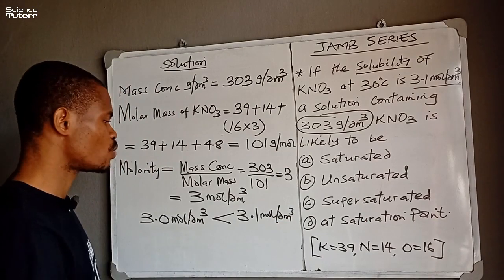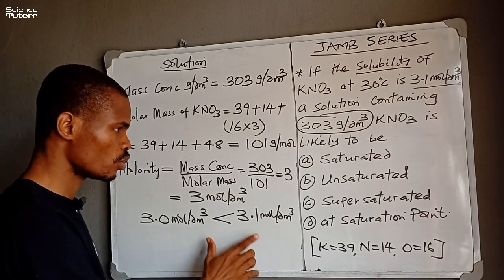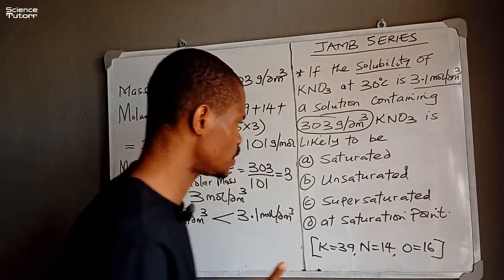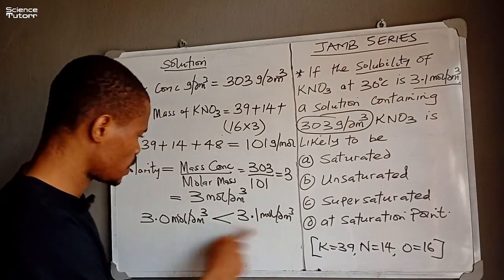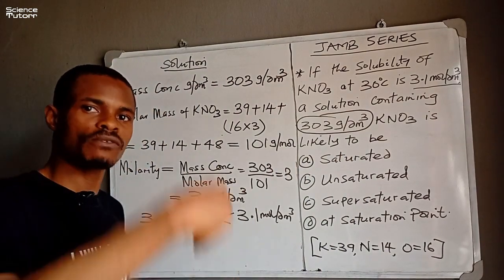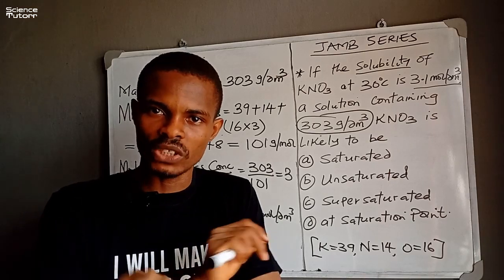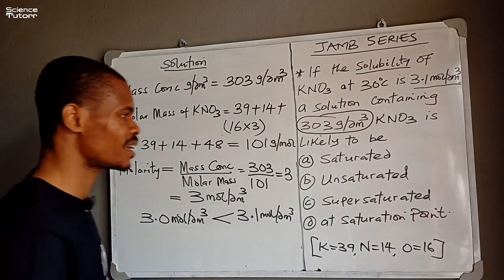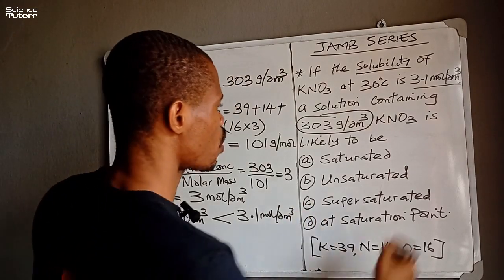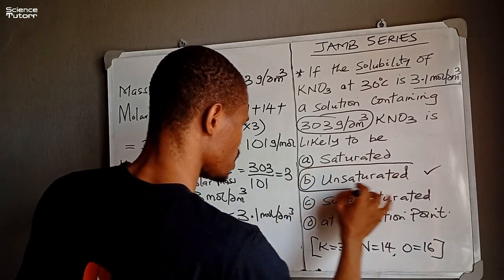Now, in a case whereby we have solved and we realize that both of them are equal, it simply means it would have been saturated. Why? Since they are both equal, it means enough solute has been added to the solvent, which would have made it saturated. So that is how it works. So in this case, we go with option B, unsaturated. So option B is the answer.